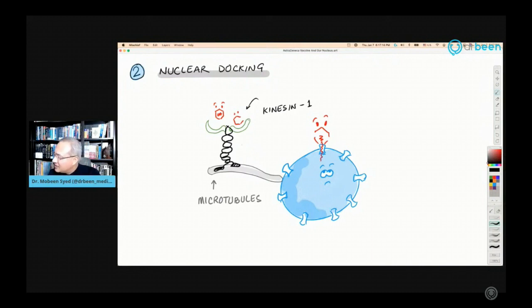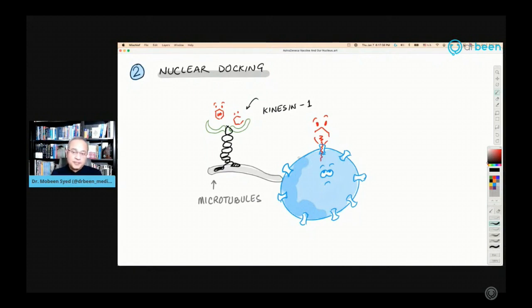So here is this little kinesin protein. Imagine it is a car on this roadway. It has this virus capsid attached to it. It walks on this microtubular roadway. We call these roads microtubules, and it brings the virus all the way to the nucleus.